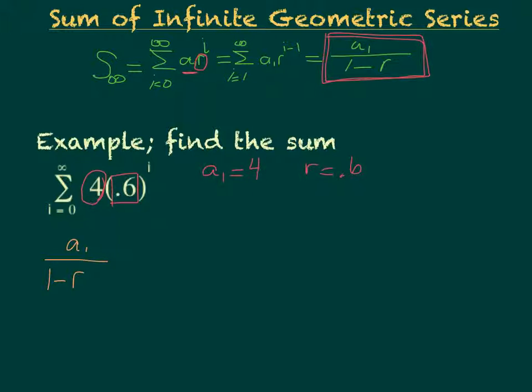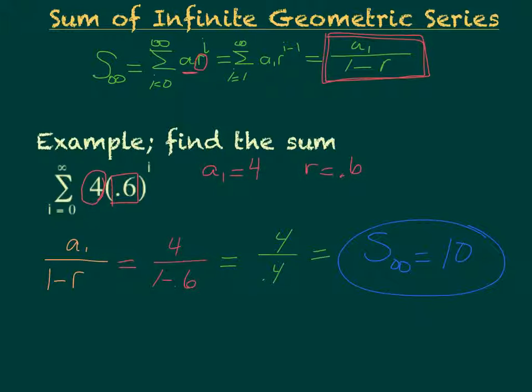All right, so now I have my a and my r, so if I put it in, I have 4 over 1 minus 0.6. That's going to give me 4 over 0.4. As long as it's all decimals, you might as well just keep using decimals. And then you divide that out, and we get S sub infinity equals 10. Final answer.